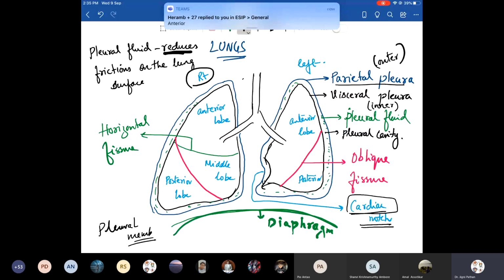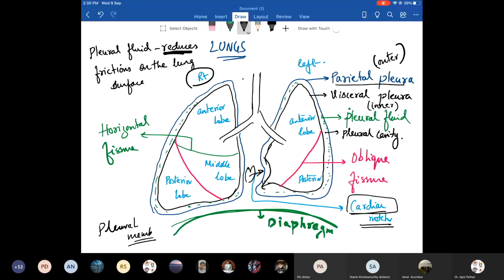Is it clear? A point to be noted down here: the cardiac notch is present on the anterior lobe, not on the posterior lobe. Next, the heart is usually present on the right side, but it is tilted towards the left because the cardiac notch is present on the left side. Is this point clear? Then below that there is a muscular structure called the diaphragm. We'll study about this. Have you understood about the lungs? Any question related to the lungs?